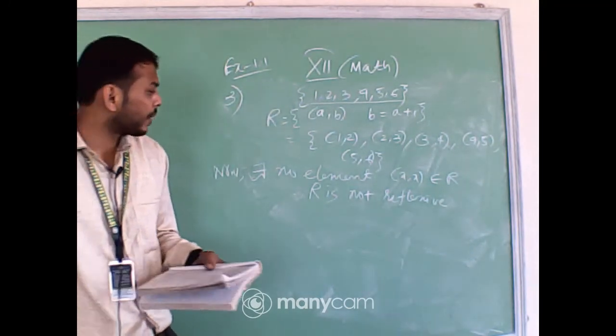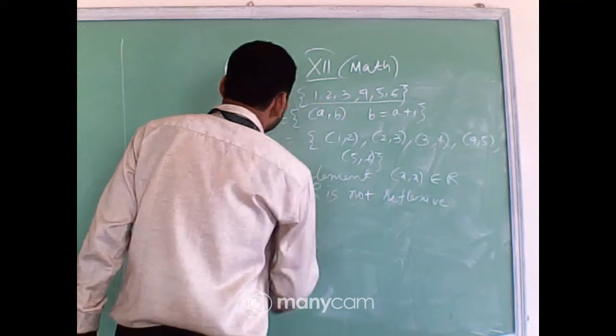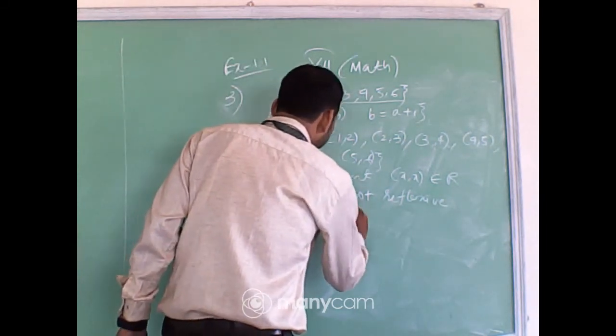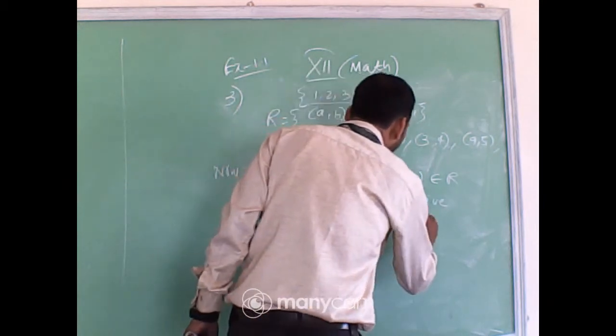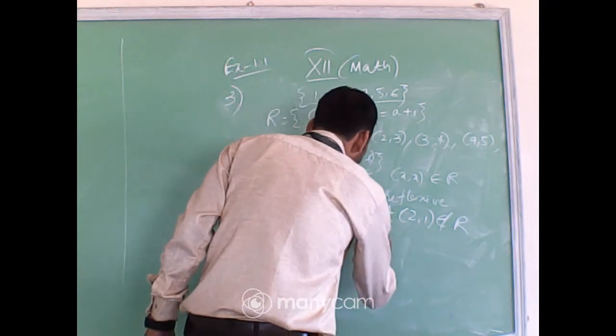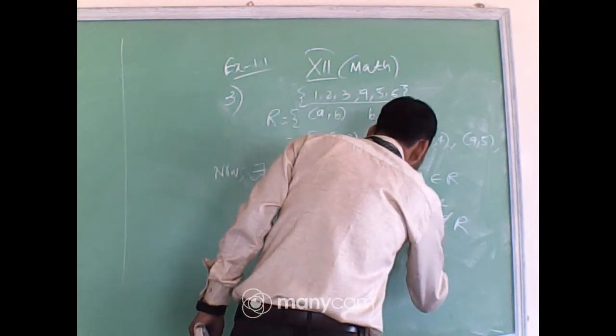Now is it symmetric? We can show it by a counterexample. Since (1, 2) belongs to R, but (2, 1) does not belong to R. Therefore, R is not symmetric.